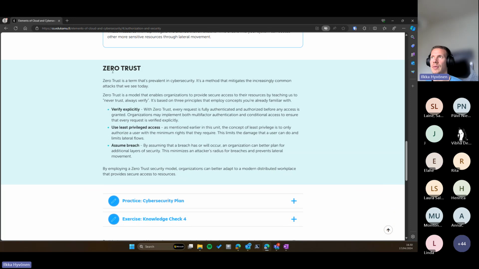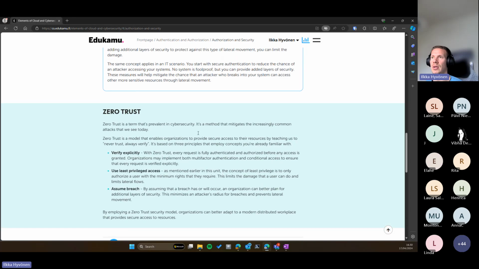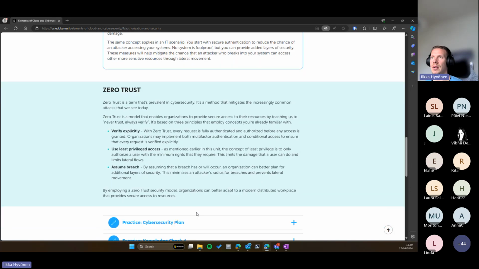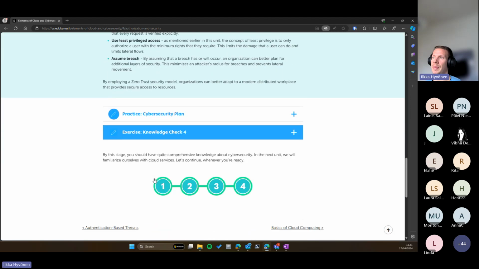And then there's this concept of zero trust, which is nowadays quite commonly used, and it's also related to these previous principles with addition of these verify explicitly and assume breach. So it's good to know, at least if you're working related to identity and access management, to understand this zero trust concept. It's more like concept instead of like technology. But yeah, to remember that.